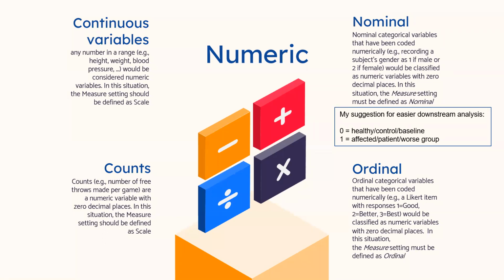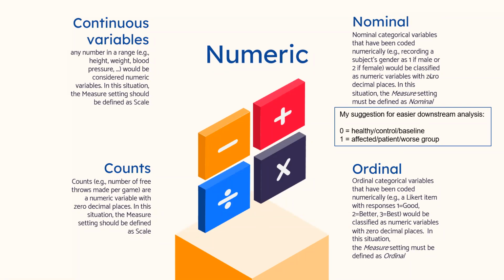So you may also have a count, for example, how many times the patient has been admitted. So those are the counts, and you have to define that as scale as well if it's a count parameter.